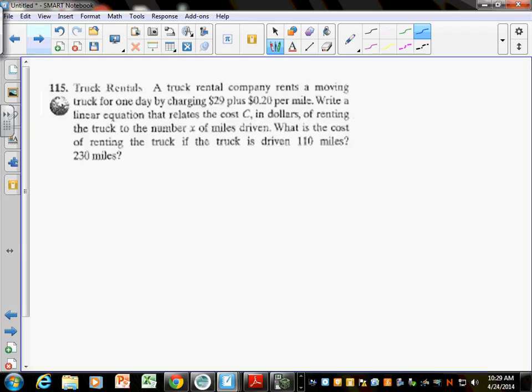Story problems, we've definitely had a lot of story problems throughout this year, and people hate them the most, but they are the ones you're going to see. This one says a truck rental company rents a moving truck for 1 day by charging $29 plus 20 cents per mile. Write a linear equation that relates the cost C in dollars of renting the truck to the number x of miles driven. So the cost C is equal to 29 plus 0.20x, right? Because there's $29 no matter how much you drive, and then it's 20 cents per mile, and they say x number of miles.